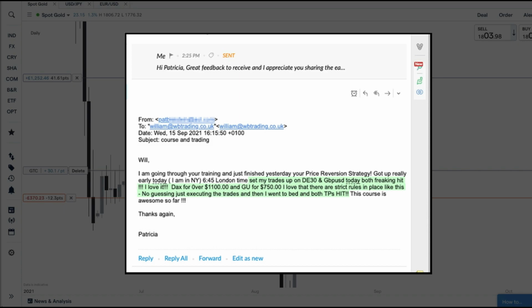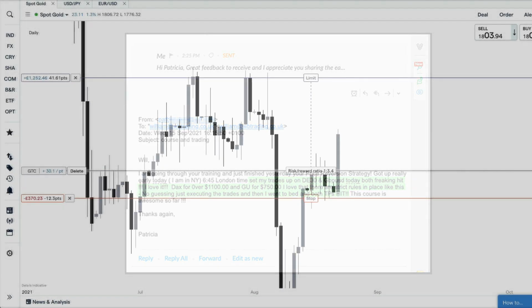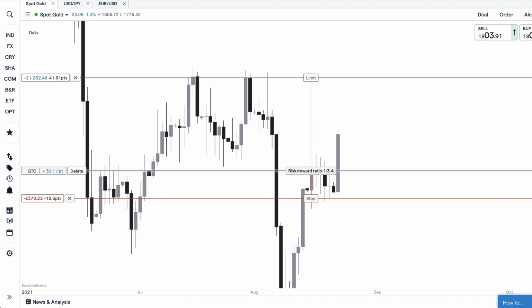in Patricia's case. And she then goes on to say, I love that there are strict rules in place like this. So no guessing, just execute and then go back to bed. That speaks for itself, doesn't it? I mean, how would that impact your trading? Zero analysis, no hours sat staring at the charts all day, every day, 5 days a week. Just come in at X time, do Y, go away. Let your edge do its thing.